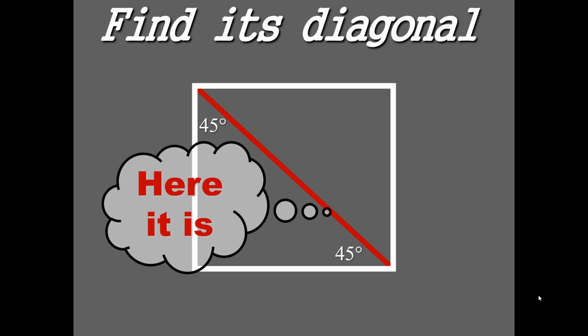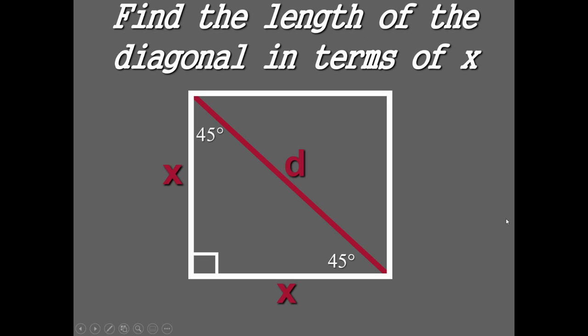If you take a square and you draw the diagonal, it creates two 45-degree angles, and we know that all squares have four right angles. So we really have two special right triangles in the square, and they're both 45-45-90 right triangles. The goal here will be to show the length of the diagonal in terms of the side x.